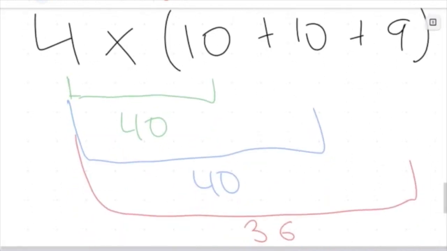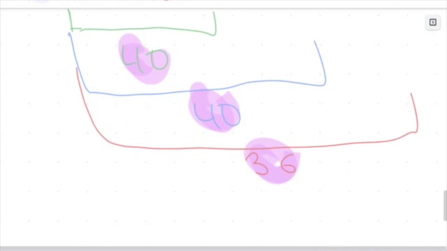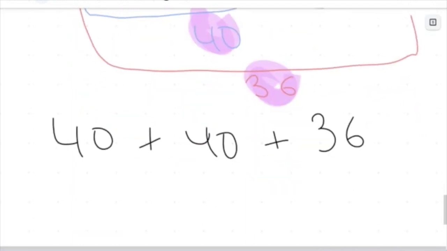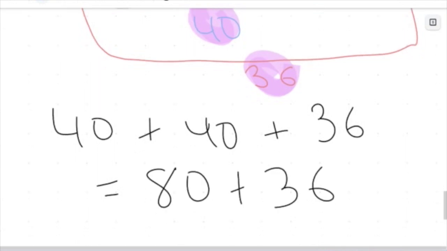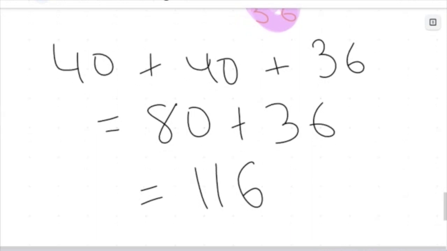How do I find the total here? How do I find 4 times 29? Well, I'm just going to add all of these numbers together. My 40, 40, and my 36. 40 plus 40 gives me 80. And you can see, hopefully now, we're getting to the same spot we did before. 80 plus 36 gives me 116. So this is a really good strategy we can use.